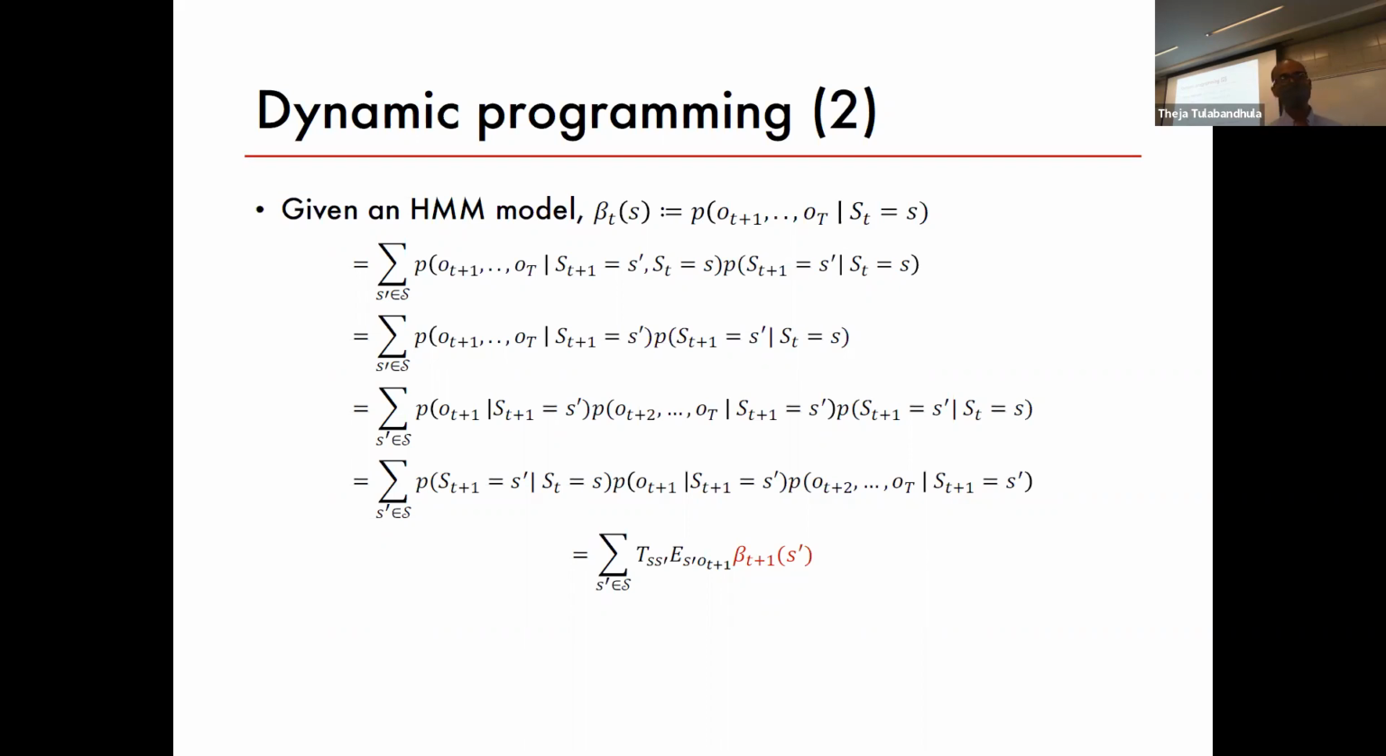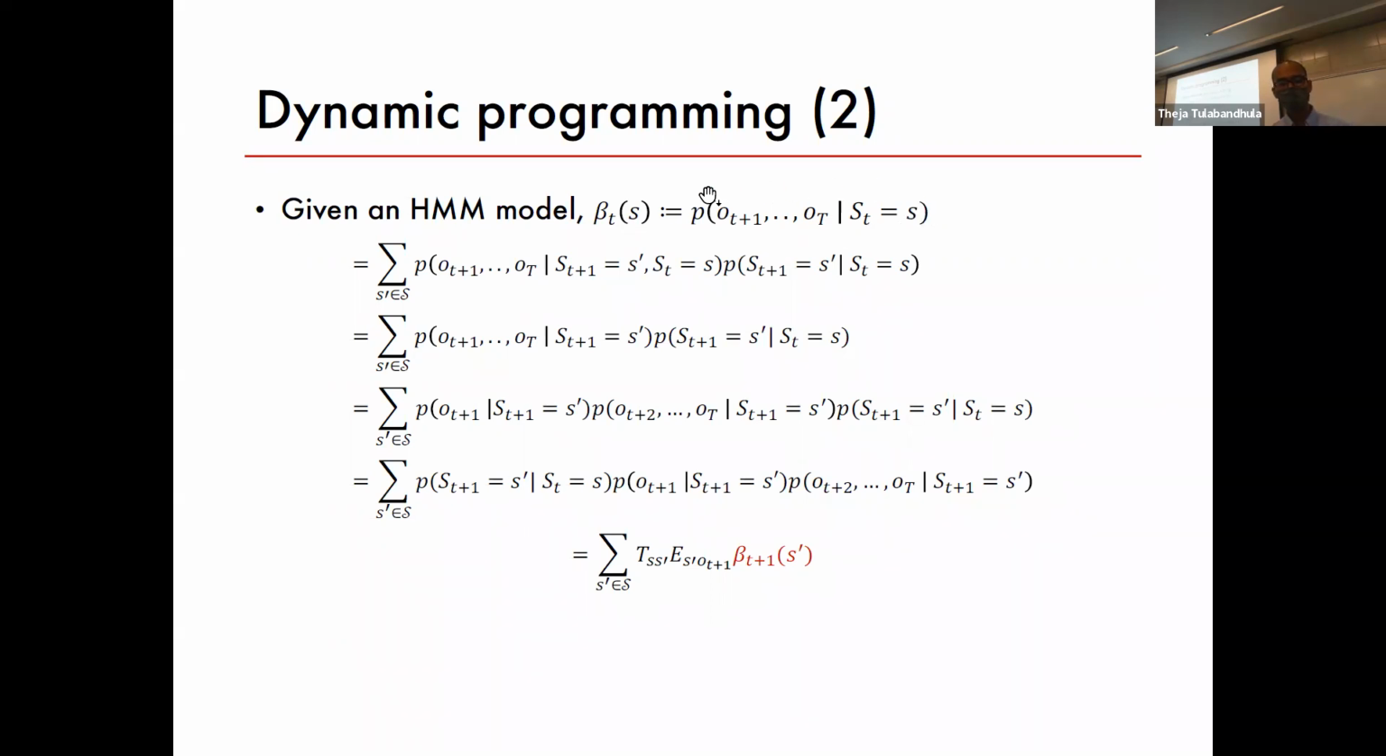So for that, we're going to create another recursion. Again, ignore the intermediate equalities. The recursion involves a term called beta of t of s, and this beta of t of s is actually looking forward, very similar to alpha. Alpha is looking at O1 to little ot, but here it's ot plus 1 to capital O capital T. Also, it's not a joint, it's a conditional probability: the conditional probability of these observations given that the state at time t is little s.